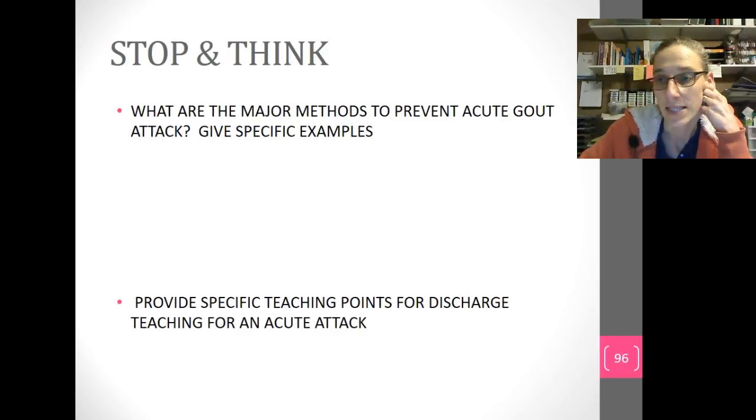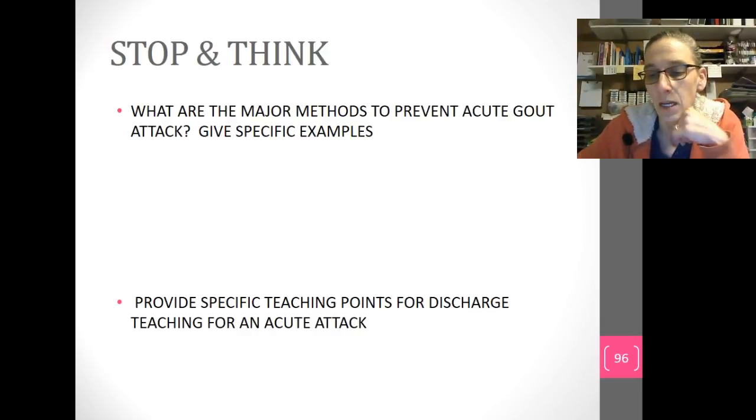You need to avoid salicylates. Salicylates are things like aspirin. Why do you need to avoid salicylates? Hopefully you'll remember that we just talked about the fact that these inactivate uricosuric drugs. You need to eat a diet with complex carbs that increase urate excretion.